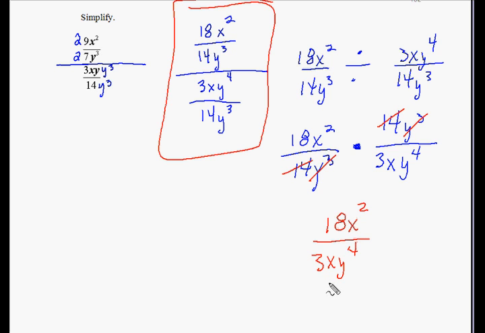Okay, so for our final reducing, 3 goes into 18 6 times, and x will go into x squared just one time, 1x. So our answer is 6x divided by y to the fourth.